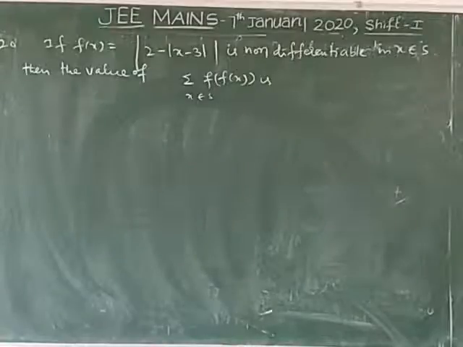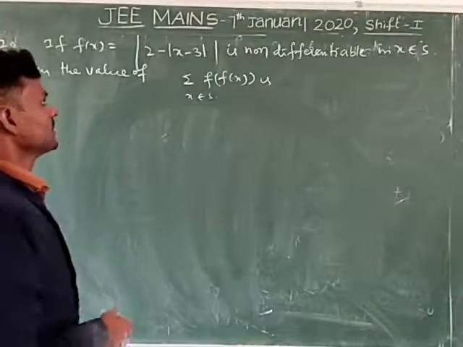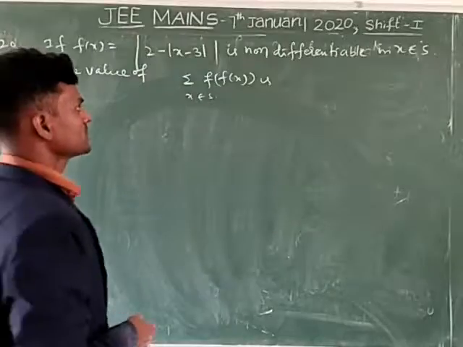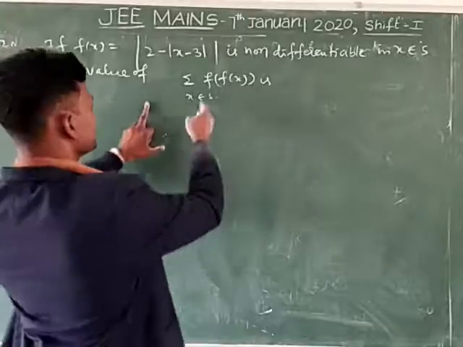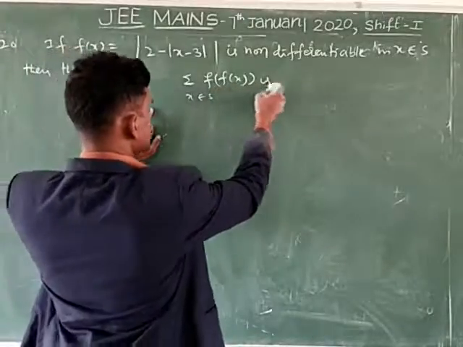Next problem: if f of x is equal to modulus of 2 minus modulus of x minus 3, and f is non-differentiable for x belongs to S, then the value of sigma f of x is dash.